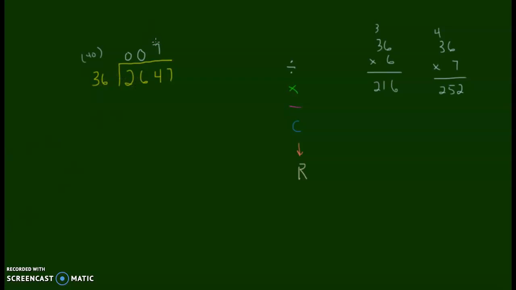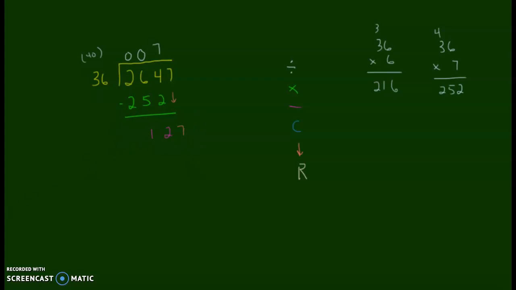So that will work. So that means that there are 7 groups of 36 in 264. Now I'm going to take this 7 and multiply it by the 36. And we already have our answer here. So 7 times 36 is 252. Then we subtract. 4 subtract 2 is 2. 6 subtract 5 is 1. 2 subtract 2 is 0. So next step is to compare. Our 12 is less than 36. So then I bring down this 7.